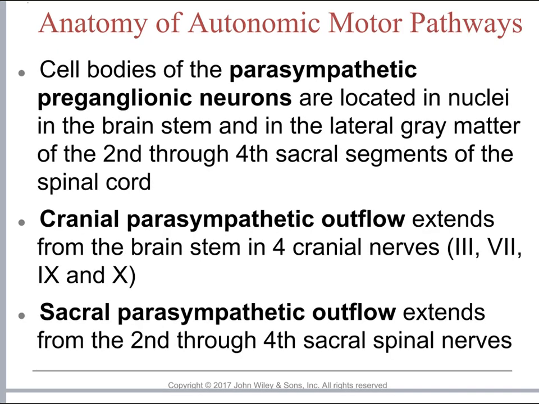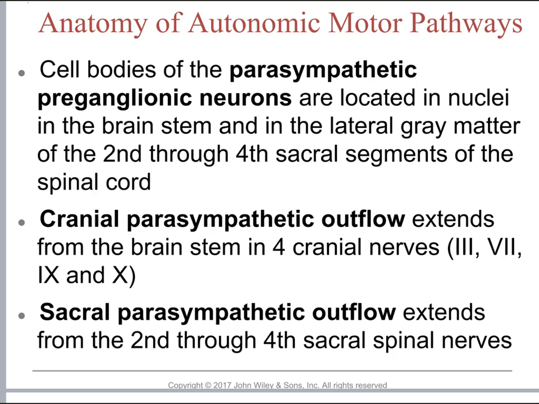Now to review our parasympathetic preganglionic neurons, cell bodies are located in the nuclei in the brainstem, and in the lateral gray matter of the 2nd through 4th sacral segments of the spinal cord, and cranial outflow for parasympathetic extends from the brainstem and cranial nerves 3, 7, 9, and 10.